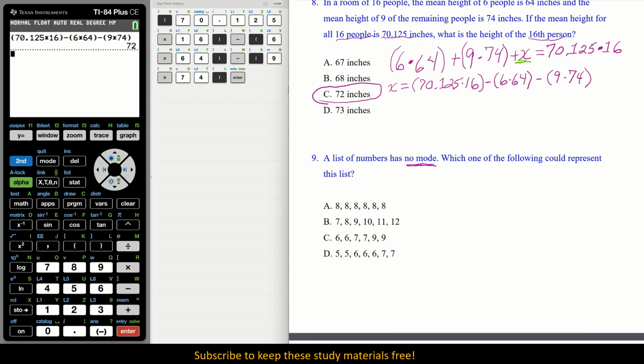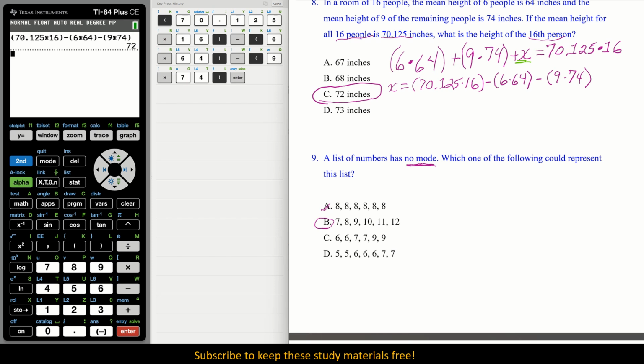So, no mode. Well, a mode is a number that is repeated, that you see the most, okay? Well, that can't be option A. Everything there is a mode, okay? Okay, B, these are distinct independent values: 7, 8, 9, 10, counting from 7 whole digits to 12. Those are independent, distinct. I would say B is the option.